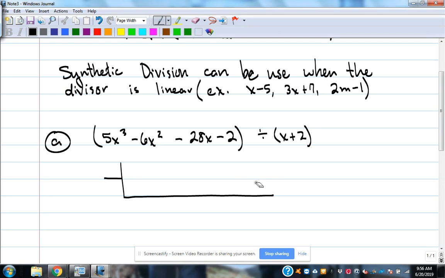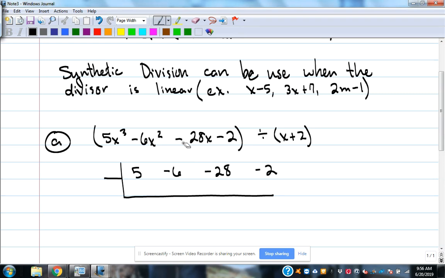All right. And then what's going to go up here on the top row inside here are the coefficients of your dividend. So what you're dividing into, the coefficients. So you would have a 5, a negative 6, a negative 28, and a negative 2. So we're not putting the letters there. We're just putting the numbers. So already it looks a little easier because you don't have all the letters there.